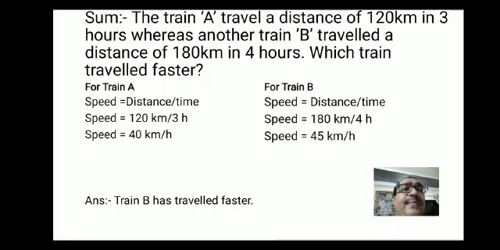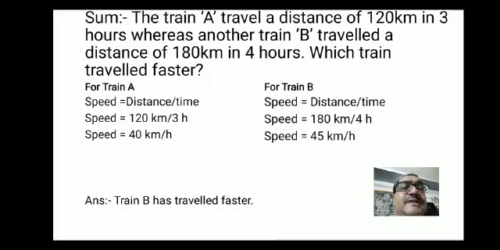This is the question. Train A travels a distance of 120 km in 3 hours, whereas train B travels a distance of 180 km in 4 hours. Which train traveled faster? Here I have written the calculation separately for train A and train B. In both cases we are going to use the same formula. What is the formula for finding speed? Speed is equal to distance upon time.